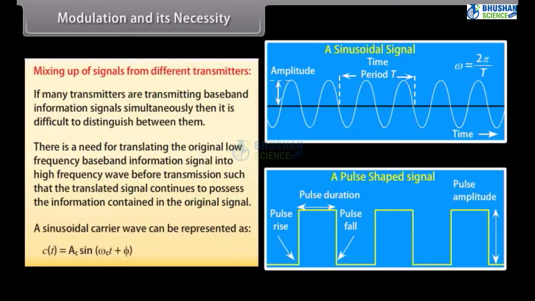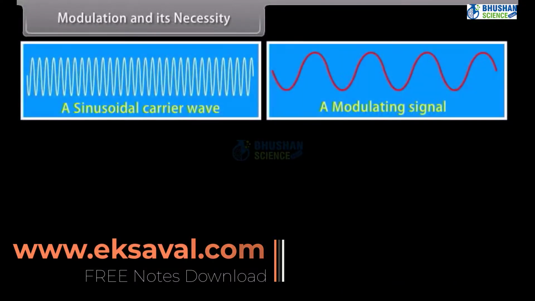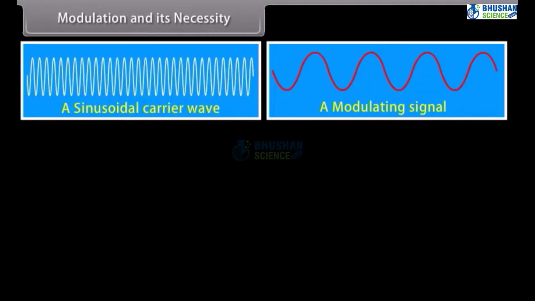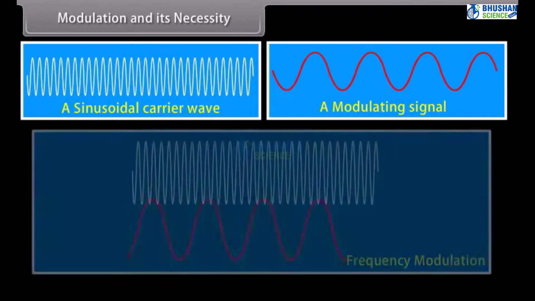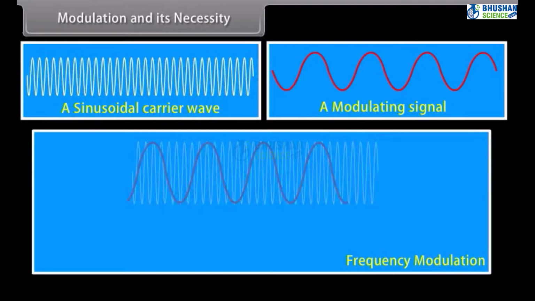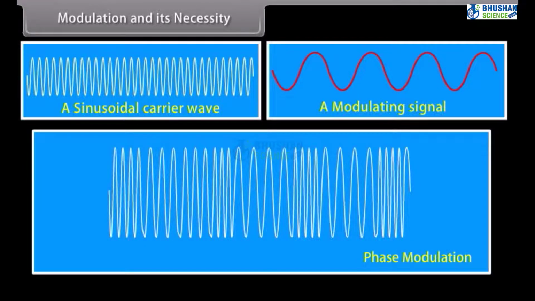A sinusoidal carrier wave can be represented as c(t) = Ac sin(omega c t + phi). There are three types of modulation: amplitude modulation, frequency modulation, and phase modulation.